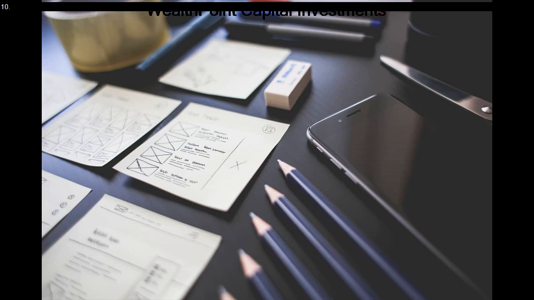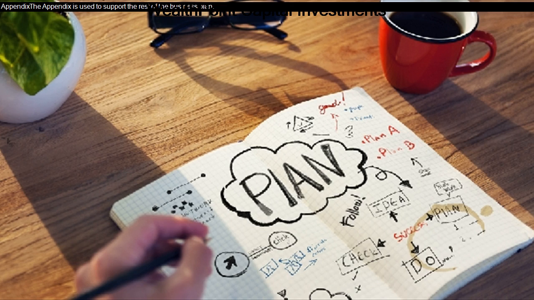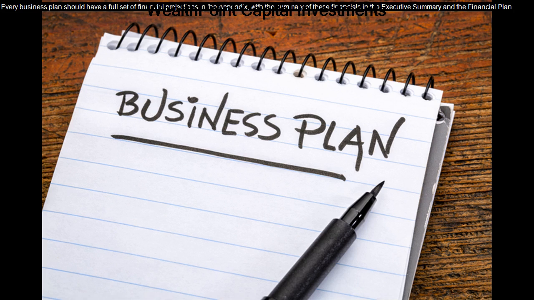10. Appendix. The appendix is used to support the rest of the business plan. Every business plan should have a full set of financial projections in the appendix, with the summary of these financials in the executive summary and the financial plan.